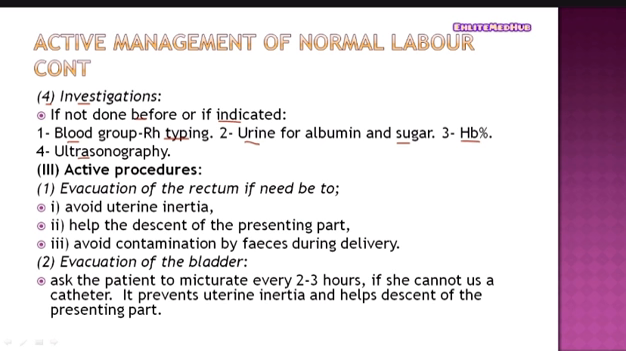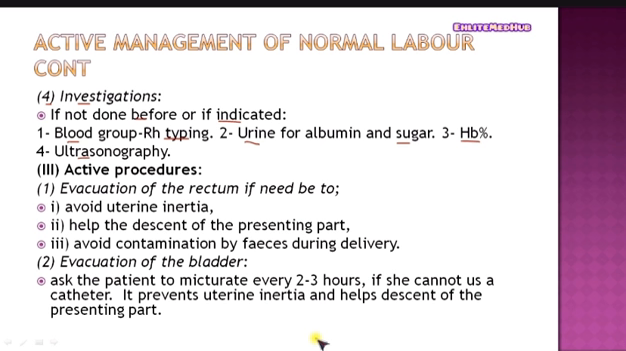So the active procedures are: first, evacuation of the rectum if need be. This is to avoid uterine inertia. Uterine inertia means weak or absent uterine contractions during labor. Second is to help the descent of the presenting part. Third is to avoid contamination by feces during delivery.